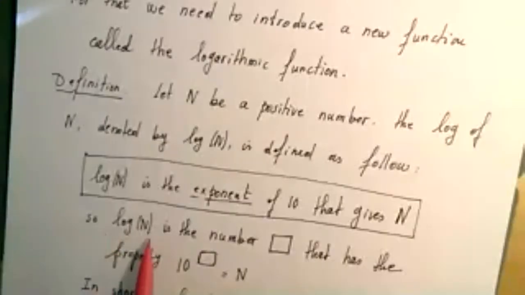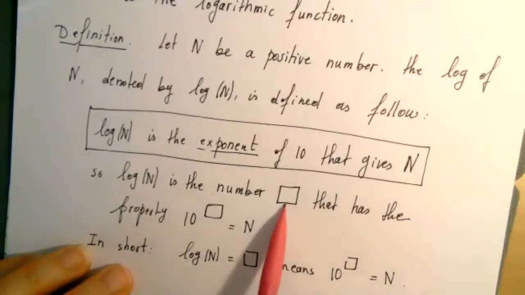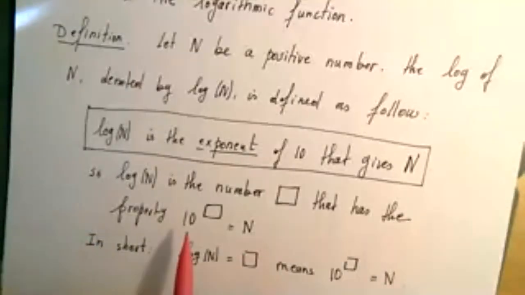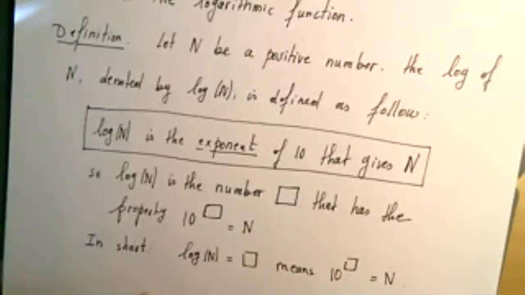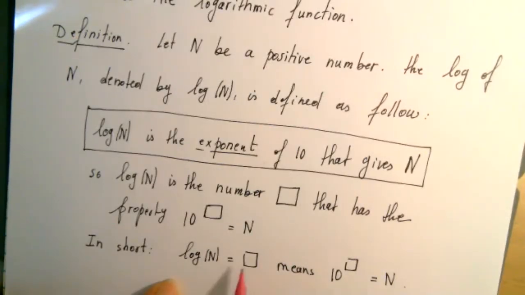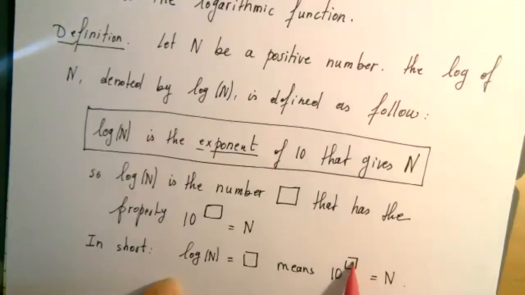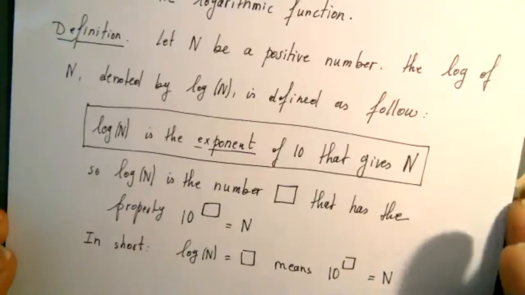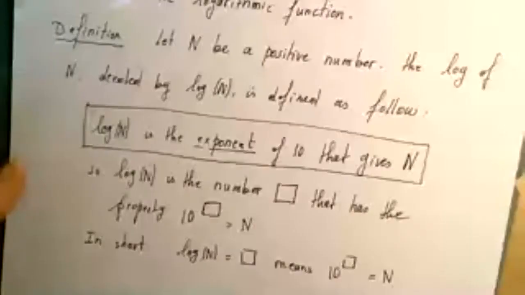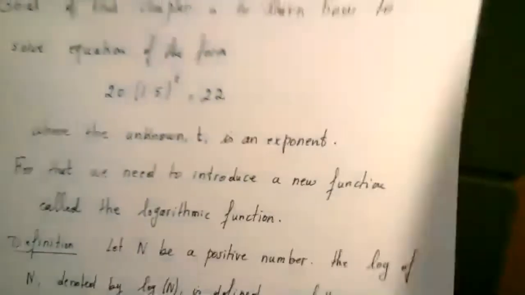So log n is what? Log n is the number, the box, that has the property: when you take 10 and raise it to the power of this box, you get n back. In short, whatever the number is, log n equals the box means 10 to the power of this box will give me n back. And now let us practice this definition together. I did not put those notes on Blackboard for a reason, because I want you to work with me. After you work with me, I will put those notes on Blackboard.